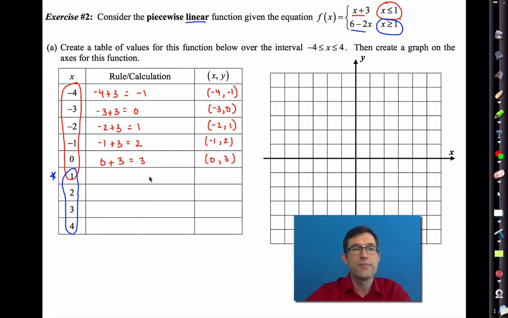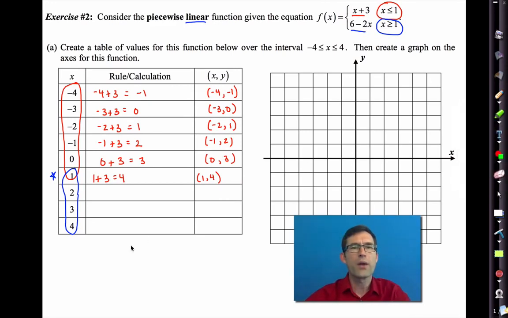0 plus 3 gives me 3. 0, comma 3. Now let's use it anyway. I mean, it says it's valid. 1 plus 3, which is 4. So I'm going to leave a little bit of room. 1 comma 4. Okay, now the other rule kicks in.